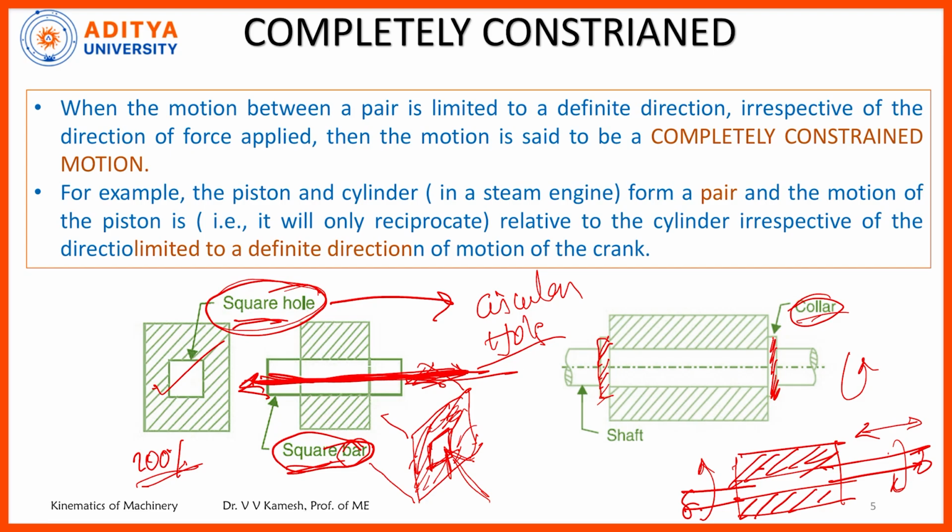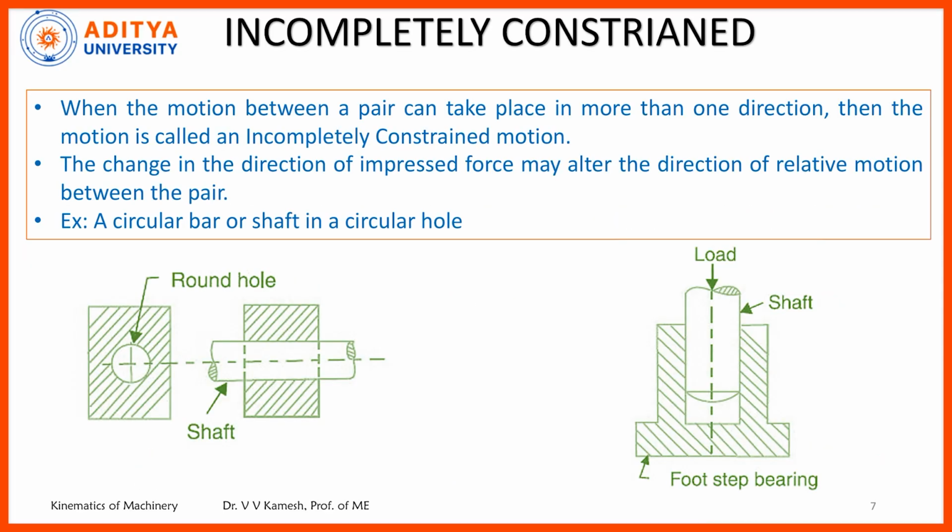So it is limited to a definite direction, right? So this is the meaning we need to understand here. If it is having only one direction that is limited for that particular kinematic pair, it is called completely constrained, okay? Now we will go to the incompletely constrained. When the motion between a pair can take place in more than one direction, then the motion is called incompletely constrained. You are having choices, right?